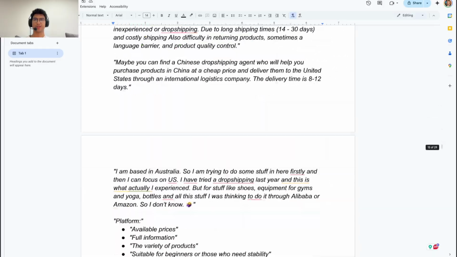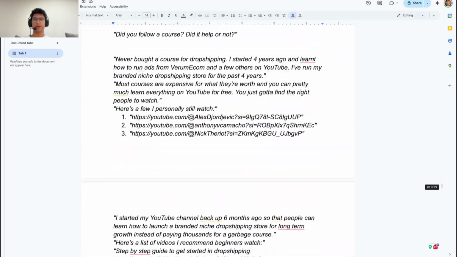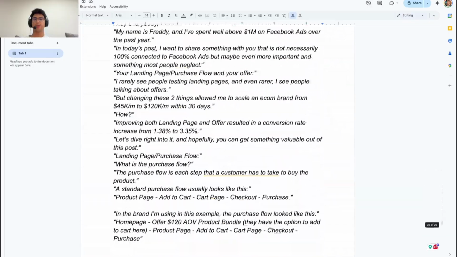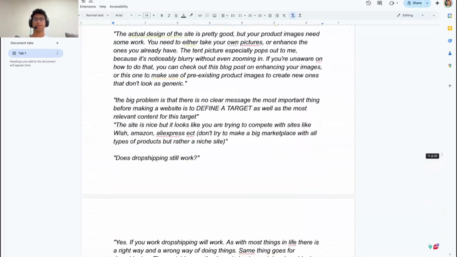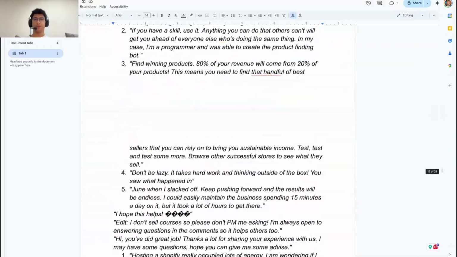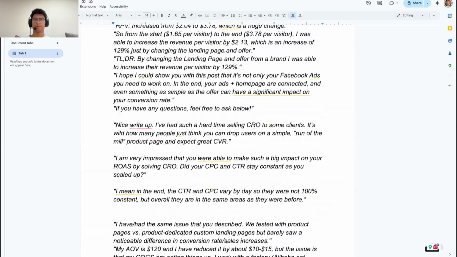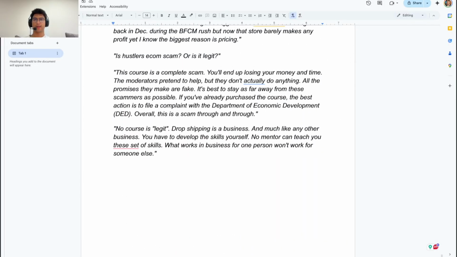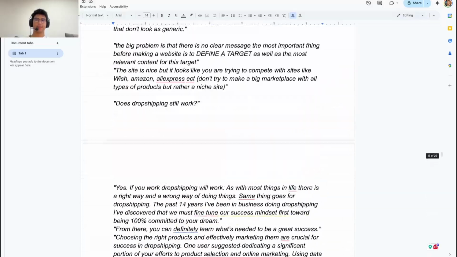As you can see, it's a lot and a lot of market research. It probably took me around 3 hours to do this. And what I did afterwards was organize them. As I said, I organized them.